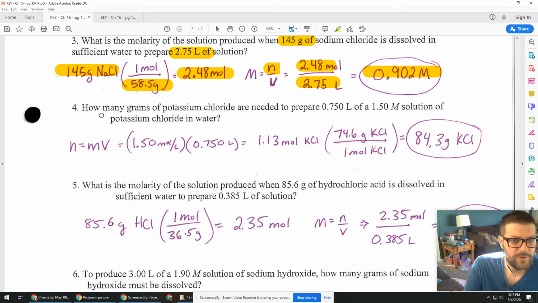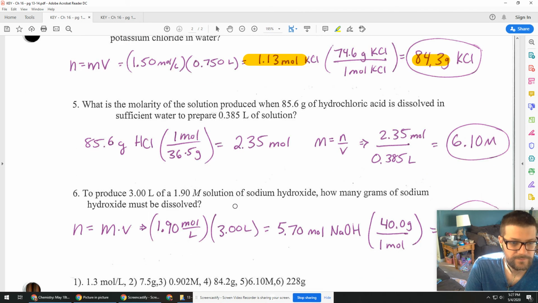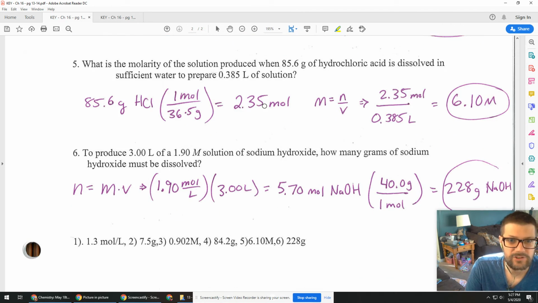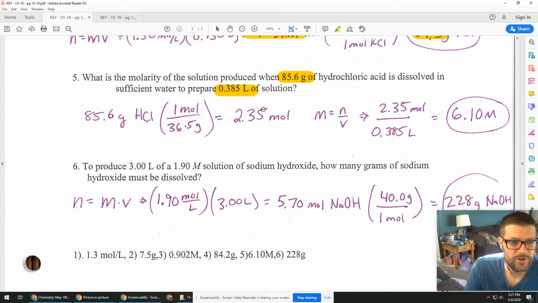All right, number 4 I'm going to skip over right now. It is exactly the same as number 2 was. How many grams are needed to prepare a certain solution? So you're going to solve for n, then convert that to grams. Number 5: what is the molarity of a solution produced when we've got this many grams in that much liquid? Very similar, where you're going to start with grams. I pointed the wrong one. Convert to moles, divide by volume to get your molarity.